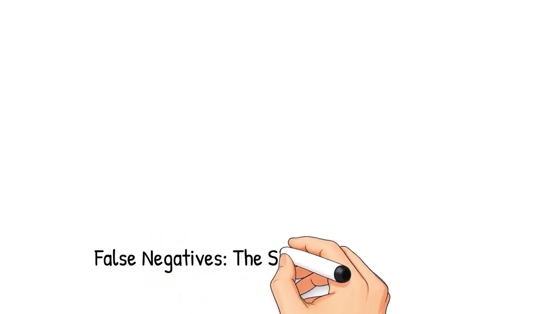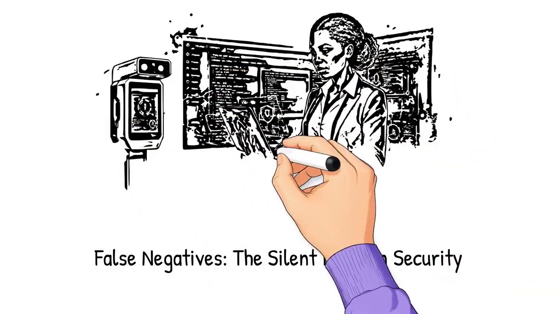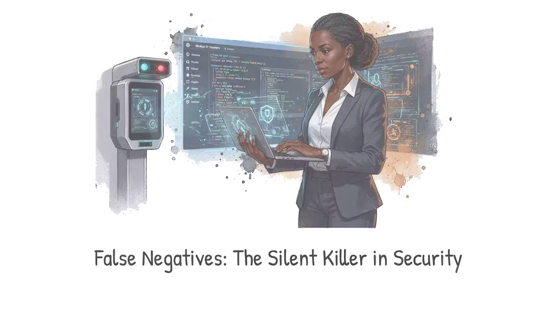False negatives. The silent killer. A false negative is when the scanner misses a real vulnerability. This is far more dangerous. Example: a custom web application with a unique vulnerability that scanners don't recognize. This is why penetration testing is still essential.